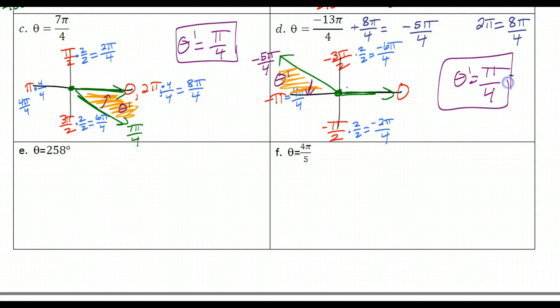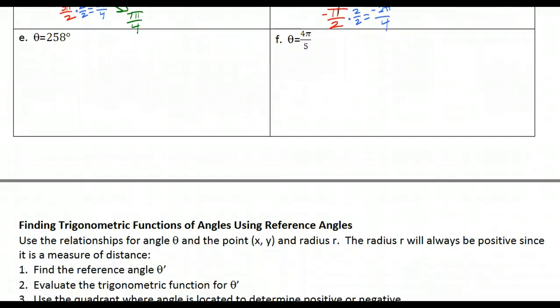Remember, reference angle is always positive. Please go back and rewatch those if you need to. I'm going to keep going because this is kind of a tough section. If you feel like you can do it on your own, you can pause and try it and then fast forward later. But I would recommend to keep listening for most of you since this is so difficult. All right, let's look at E.